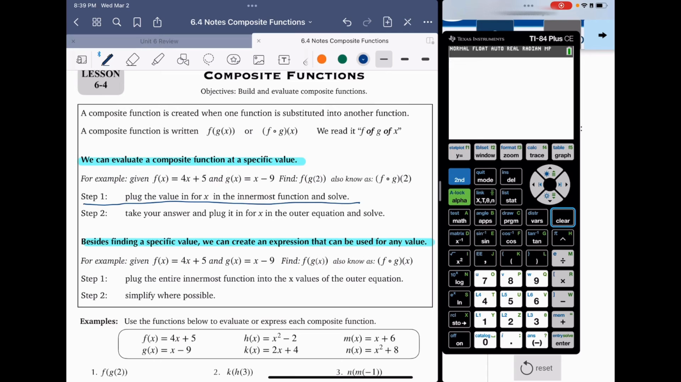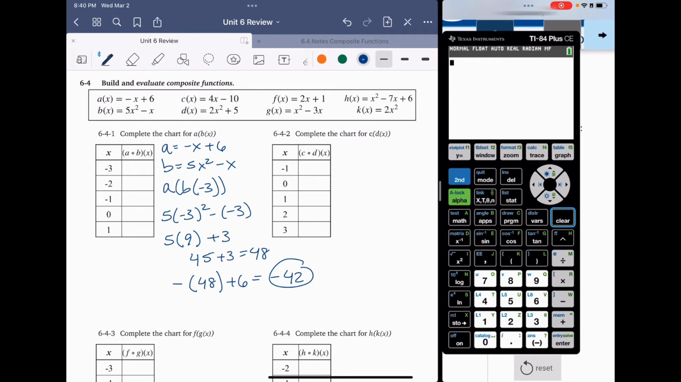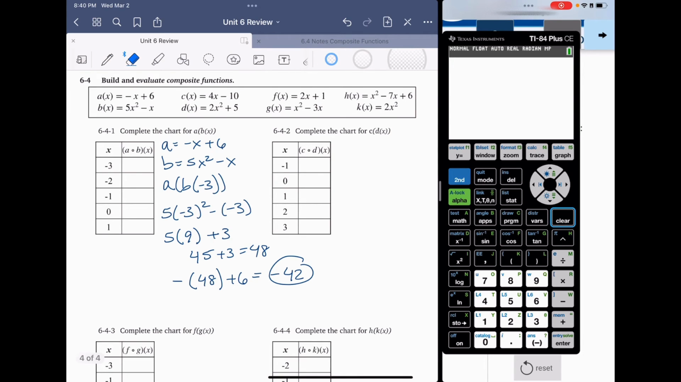Looking at the notes again, our second step is to take our answer and plug it in for the x of the outer equation and solve. Our outer equation is a, so we're going to plug 48 into our a equation. We will get negative 48, since we're plugging in for the x of this a equation, plus 6. So we're going to get negative 48 plus 6 equals negative 42. Then we're finished, and that is the value of a of b of negative 3, and we can go ahead and plug that value in right there in our chart.